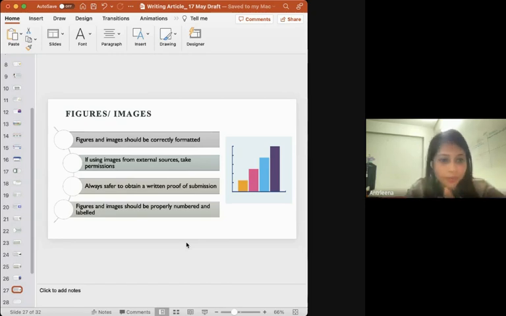And as I told you, always offer the written proof, and figures and images should be properly numbered and labeled. So suppose you're using 5 images: figure 1, figure 2, figure 3, figure 4, and figure 5. So it is very important that you number them. Remember, you're not publishing only for yourself. You're publishing for posterity. You're publishing for researchers, your peers, and also young researchers. So make sure that you make it as readable, as understandable as possible. So numbering is also very important.